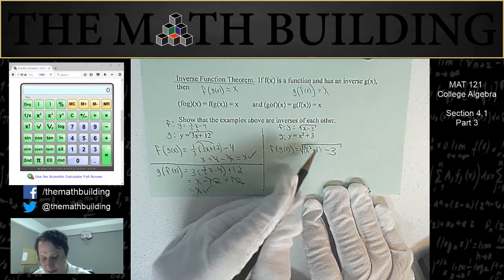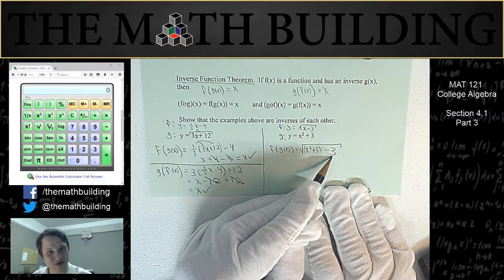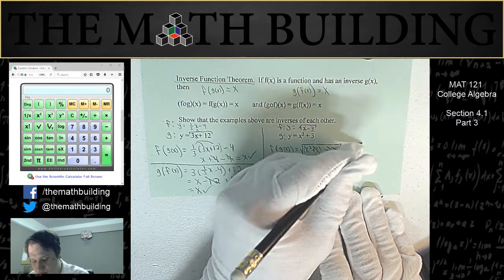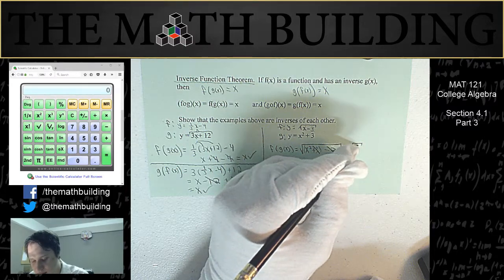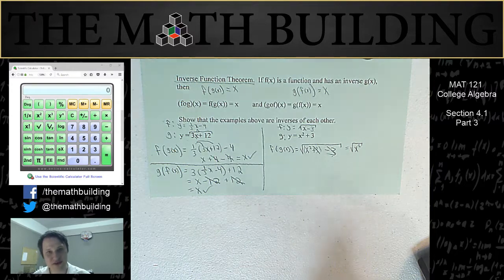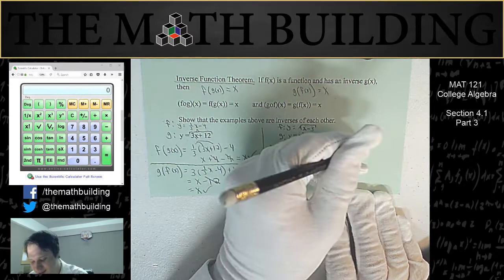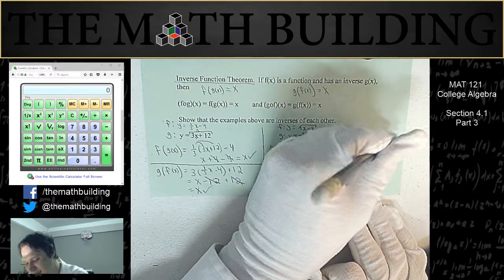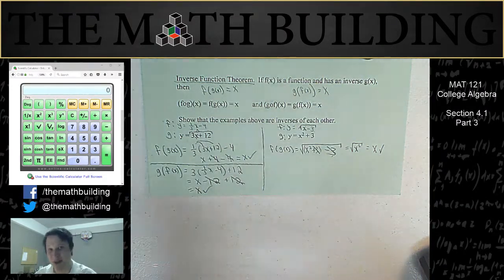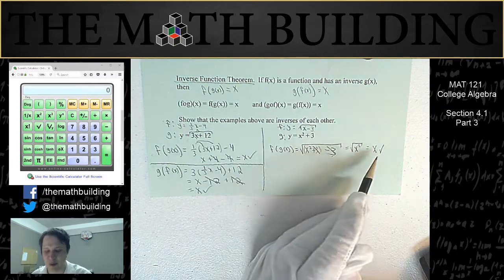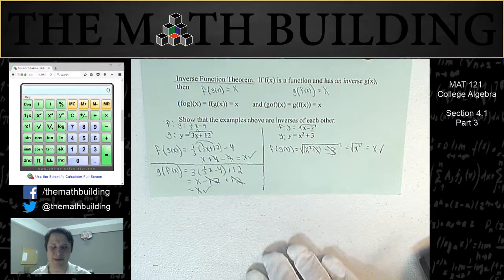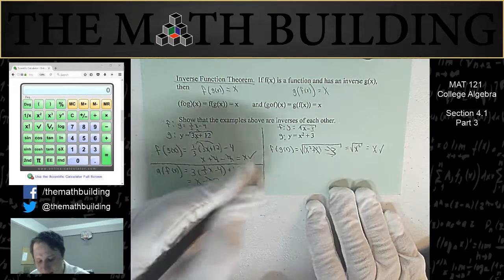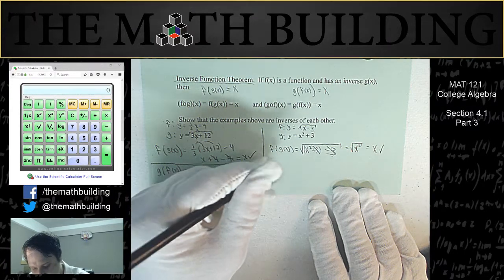And you can see what's going to happen. We have 3 and negative 3, which are going to cancel. So we have the square root of x squared. And what's the square root of x squared? That's right. It's just x. And that's what we wanted. And technically, the square root of x squared is the absolute value of x. But for our purposes, this is good enough. We'll talk more about absolute values and stuff when you get to calculus, so we won't worry about that for now. Let's try g of f of x.